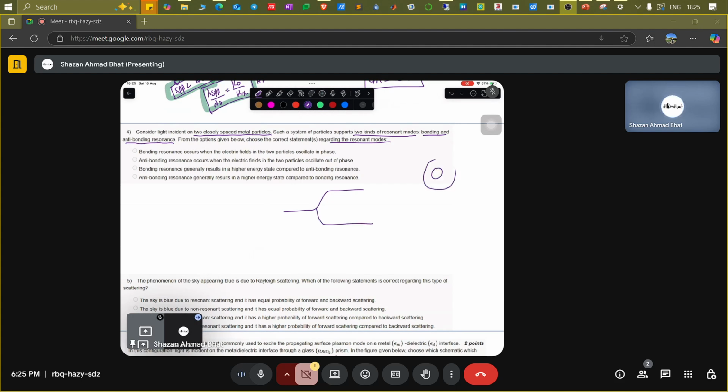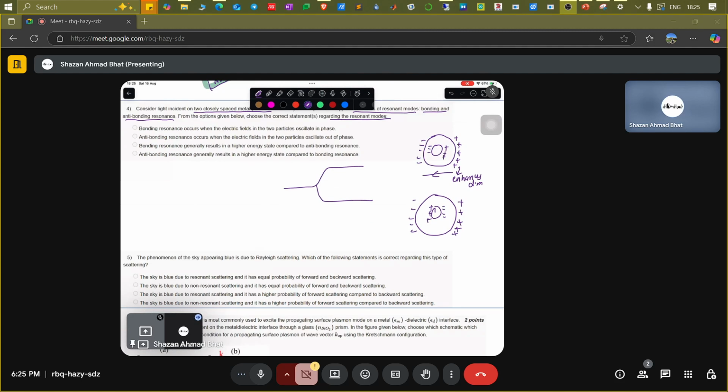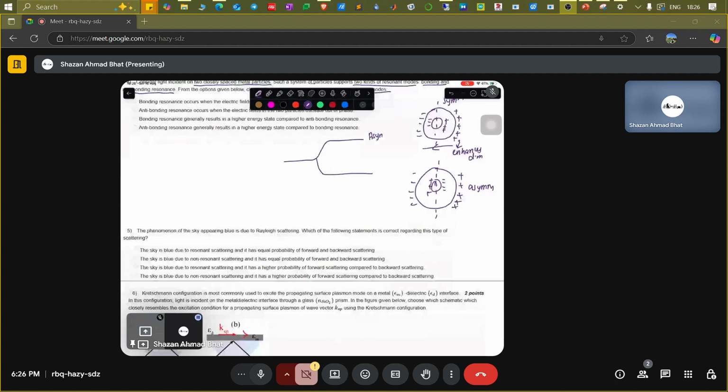That means if these are closely spaced metallic spheres, a charge can have a distribution like this, where there is an overall net electric field in this direction, so it enhances the dipole moment. Another configuration can be like this. This is negative, this is positive. So it reduces the overall dipole moment. Because this is asymmetric around this point, and this one is symmetric around this point. So this is asymmetric, this is anti-bonding, this is bonding, and this is symmetric.